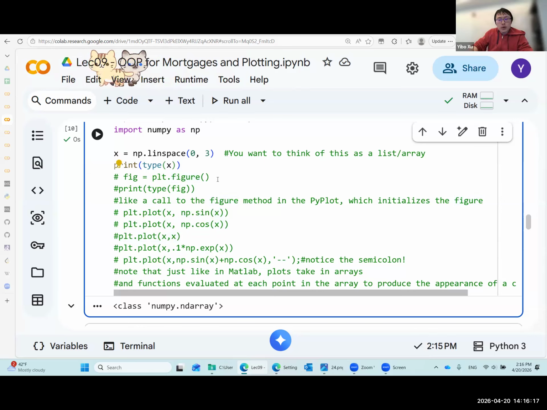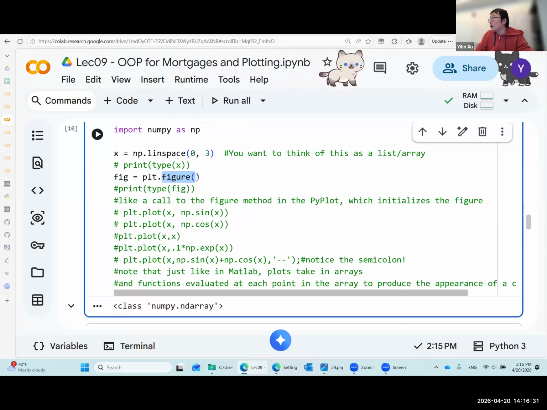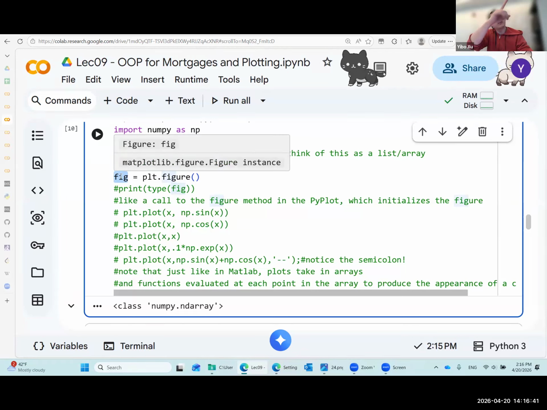So what do you need to do? You need to get a figure. This line right here is saying, I'm going to construct a class called figure in my matplotlib package. The name of that object is going to be fig. If you look, it's saying the figure name is fig, and it's actually in the class matplotlib.figure.Figure. So this is actually the object.